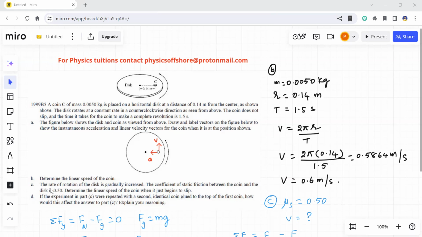Part C. The rate of rotation of the disk is gradually increased. The coefficient of static friction between the coin and the disk is 0.50. Determine the linear speed of the coin when it just begins to slip.